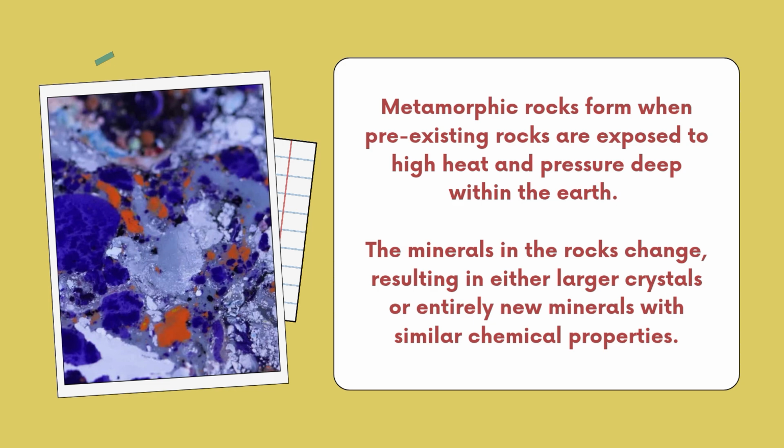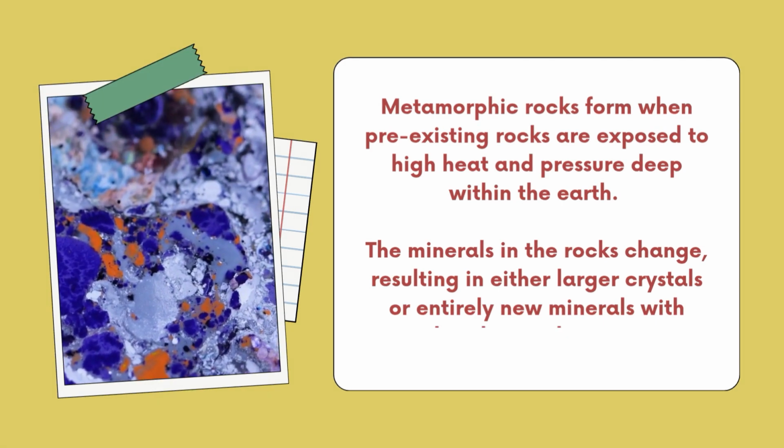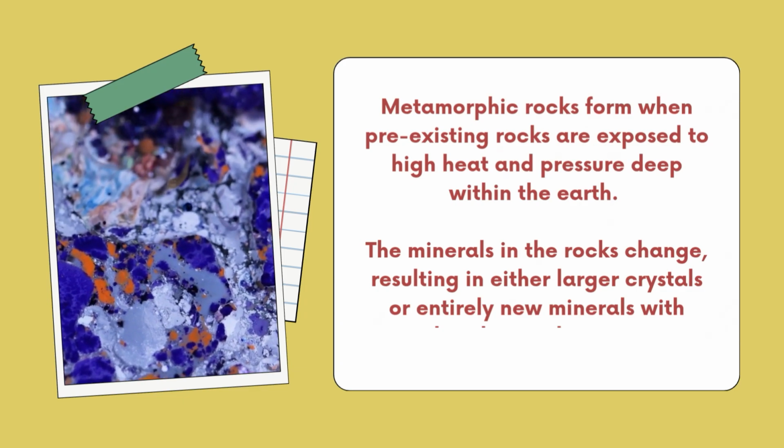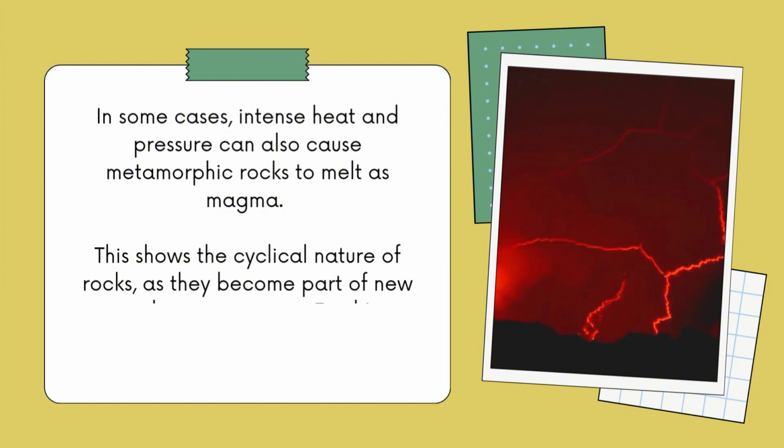Sometimes larger crystals form. Sometimes entirely new minerals are created, but their chemical properties remain similar. This process changes the rock's form without completely melting it. This is why it is called metamorphic, meaning changed form. In some cases, if the heat and pressure become extremely intense, metamorphic rocks can even melt and turn back into magma. And this shows the cyclical nature of rocks.